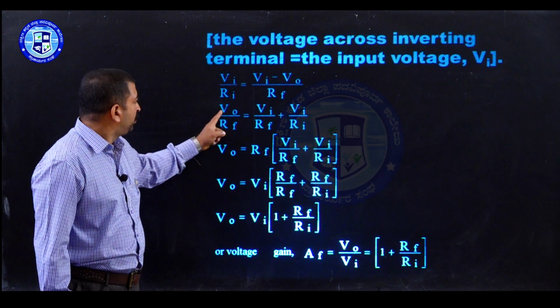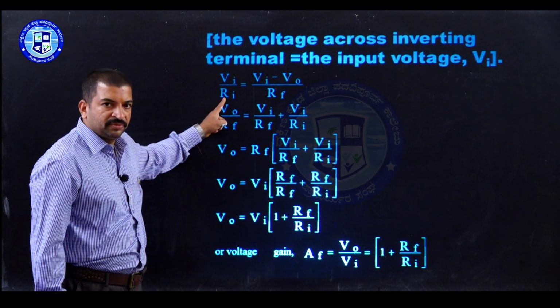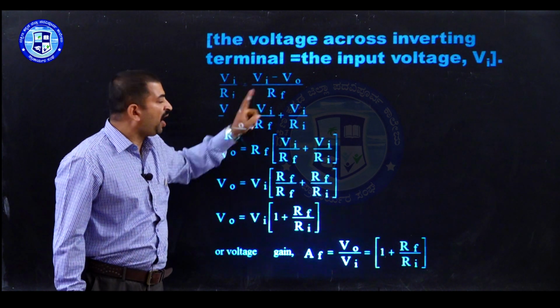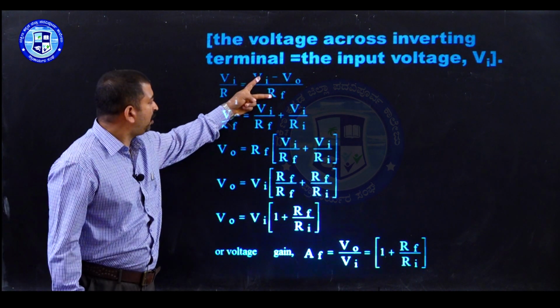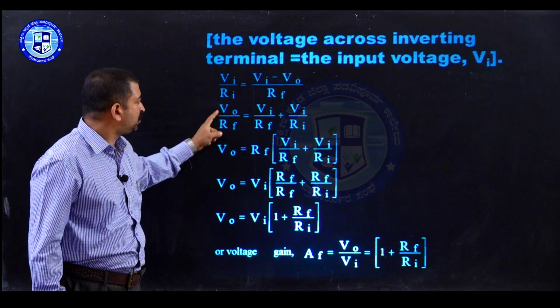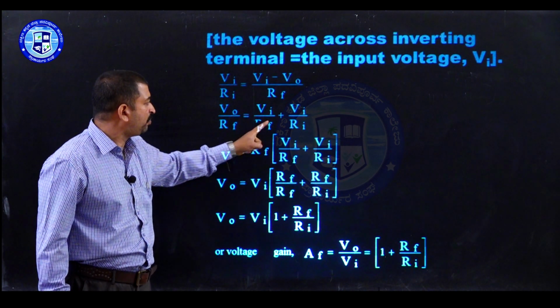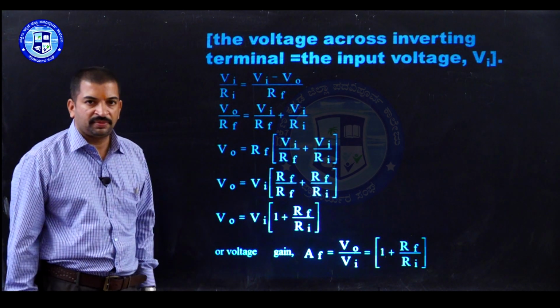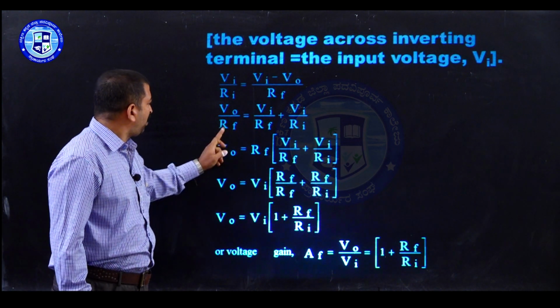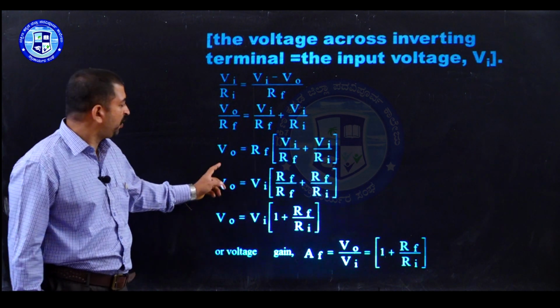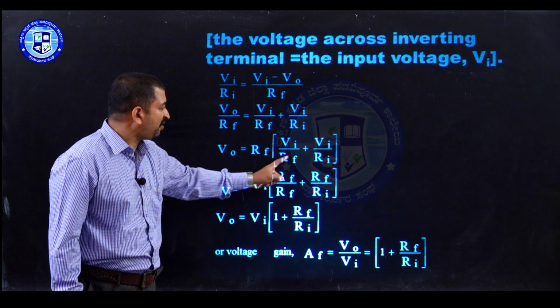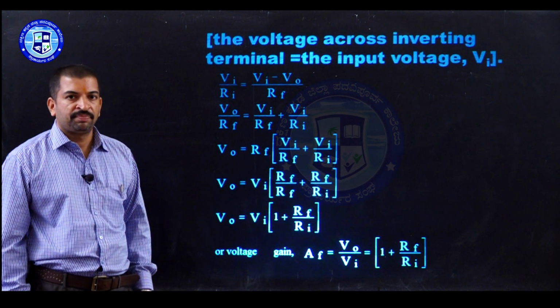Now see, Vi by Ri equal to Vi minus V naught by RF. Take the Vi by RF term to the left hand side of the equation. So V naught by RF equal to Vi into 1 by RF plus 1 by Ri. Now take RF to the right hand side of the equation. So V naught equal to RF into Vi by RF plus Vi by Ri.